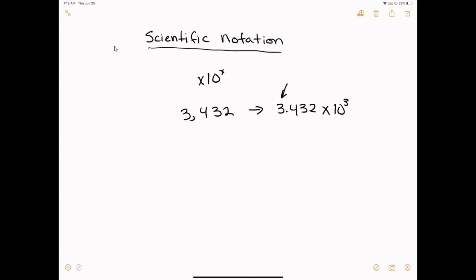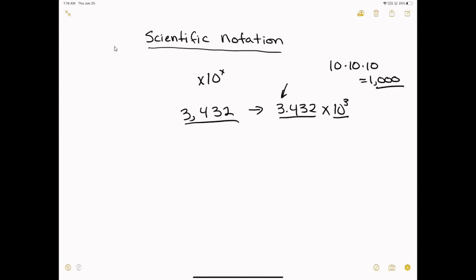And then we'll just write that same number, 3432, and we add times 10 to the third at the end. Now, what the 10 to the third does is it tells us to move it 3 times to the right. Now, that's one way to think about it. If you think of 10 to the third power, well, 10 times 10 times 10 equals 1,000. Now, with scientific notation, the way I think of this is 10 to the 3 means 3 zeros.